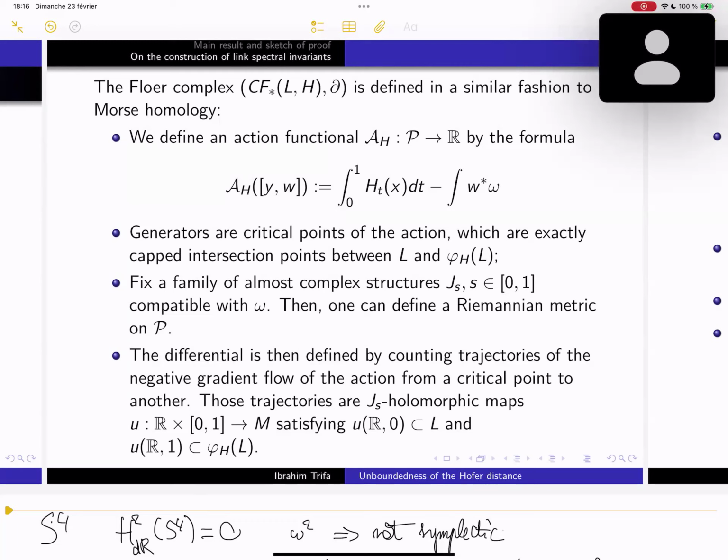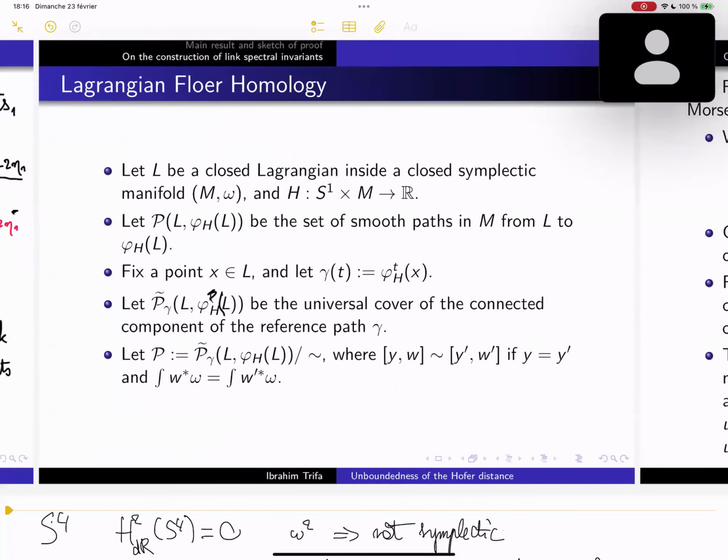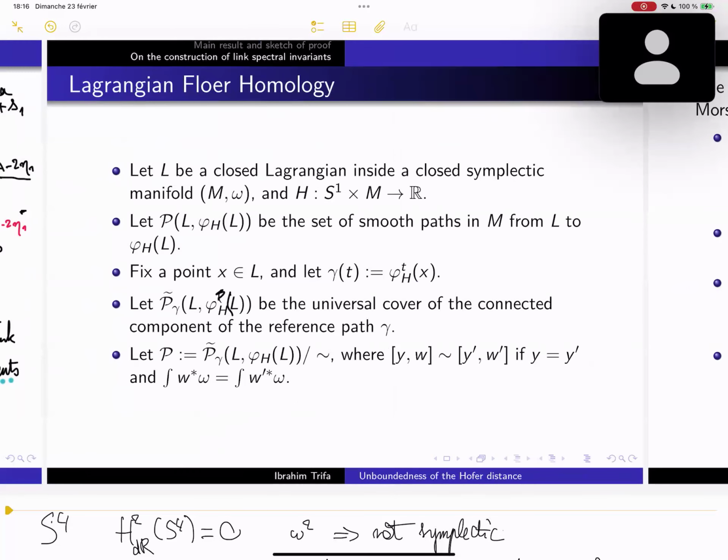The action of an element (y, w) is equal to the integral of h_t of x dt minus the symplectic area of the capping w. So here, this x does not depend on the point (y, w). This is the same x as we had before for the reference path.